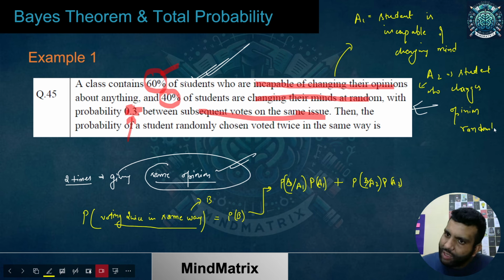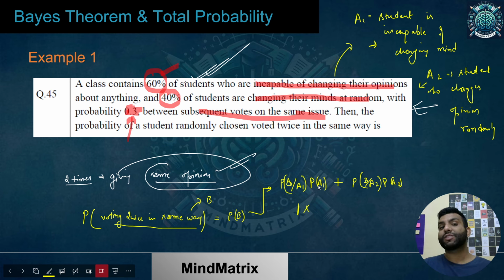I hope all the events are clear. Now, if I would like to find out that a student will vote the same twice, what is the probability if he was this kind of student? If he was this kind of student, the probability is 1. Because if he is the student who does not change his opinion, then whatever he voted the first time, he would be voting the same thing. So there is probability 1 for that because he won't be changing.